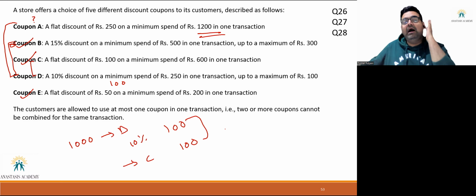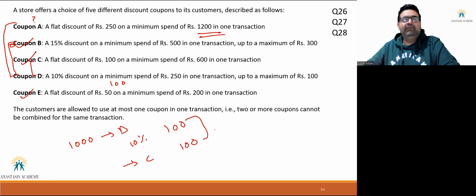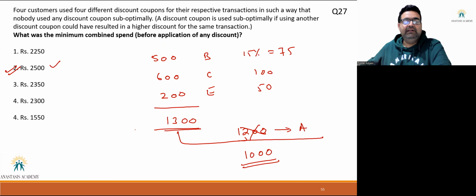So a 1000 rupee customer applying coupon D instead of coupon C is not suboptimal, because either way he could not have got more than 100 rupees. But yes, he could have applied coupon B. But if I apply coupon B there, then to minimize that 500, I'll not have coupon B available. So that is a problem in this question. So the other possible answer which I'm giving you for this question is 1300 plus 1000, which is also there in the options, 2300.